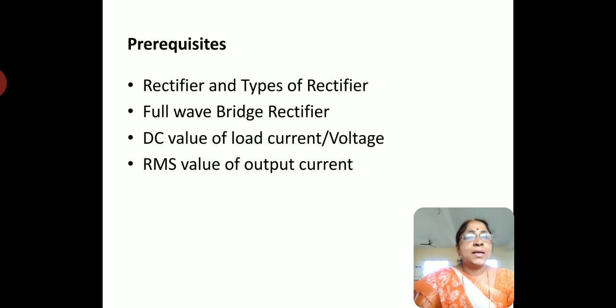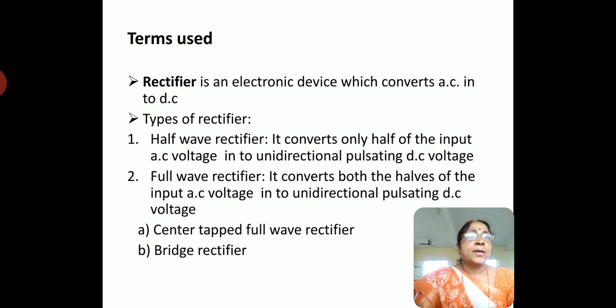To understand those things, we need some prerequisites. That is, what a rectifier is and the types of rectifier, the full wave bridge rectifier, the DC value of load current or voltage, and the RMS value of output current.